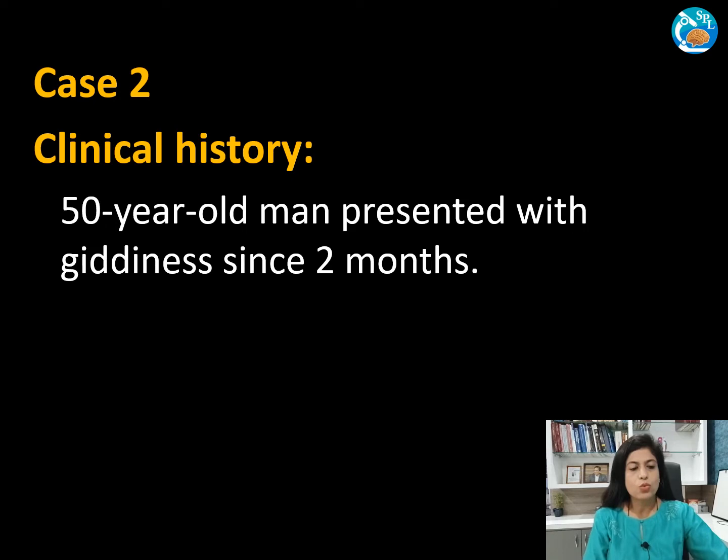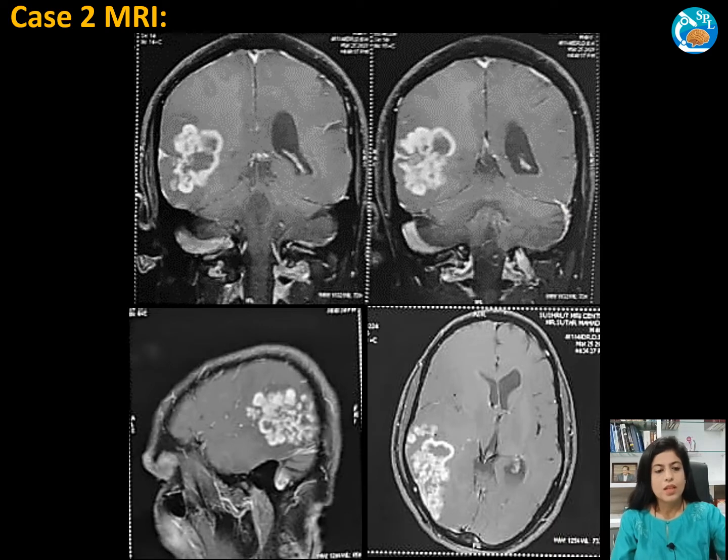Now, case 2 is a 50-year-old man who presented with giddiness. The MRI findings revealed multiple well-defined nodular enhancing lesions involving right parieto-occipital lobe. The largest lesion measured about 2.7 x 1.6 centimeters. The T2 weighted and FLAIR images revealed hypointense lesion and the T1 was isointense.